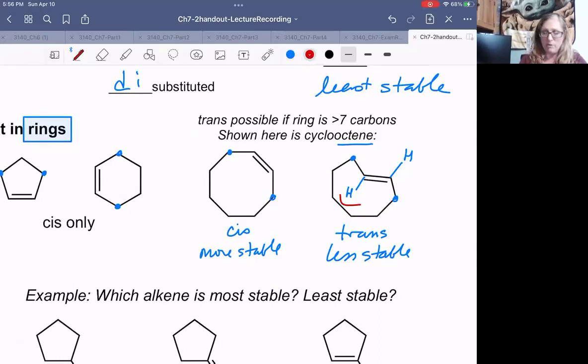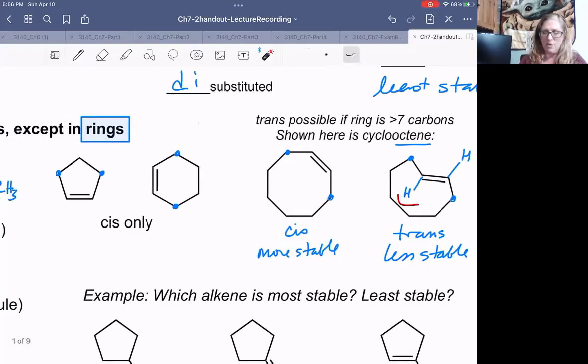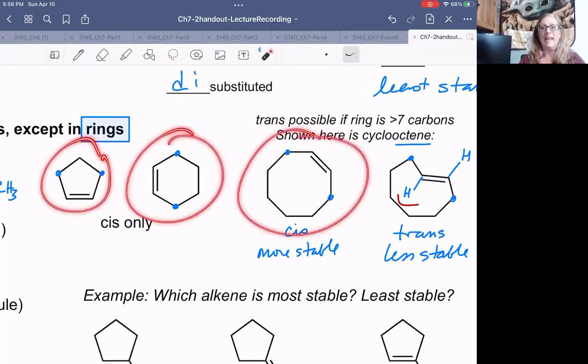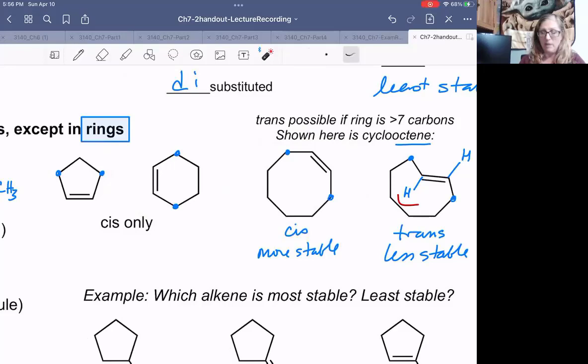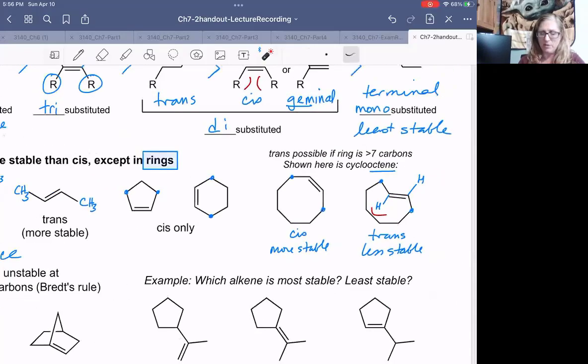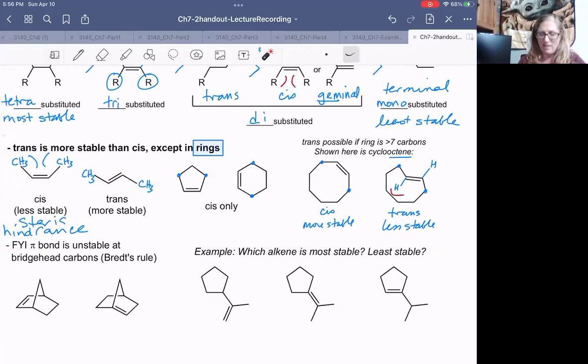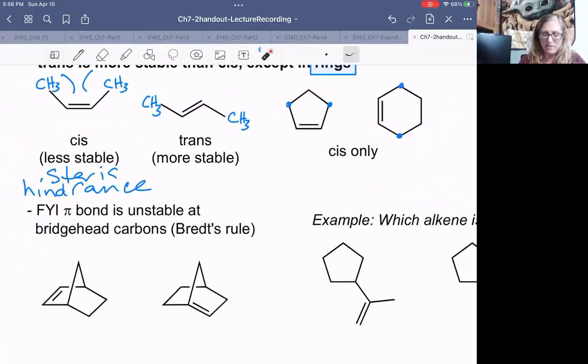So in general, when we're drawing rings, we typically stick to drawing these polygons like this, and then we just insert the double bond at any position, and then that's going to automatically make it the cis stereochemistry. Okay, so those are some things we want to know about alkene stability. There's one other one. This is just an FYI.